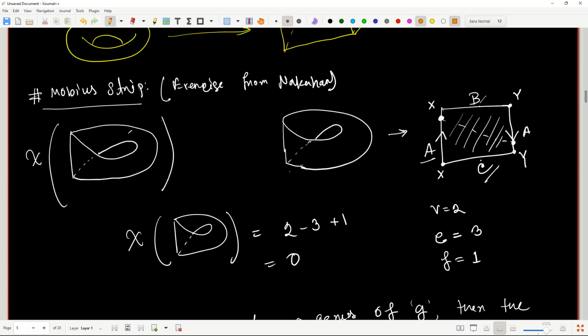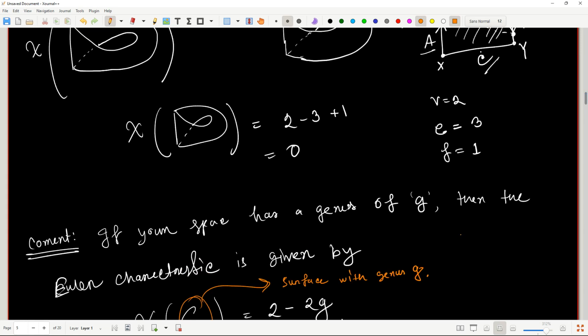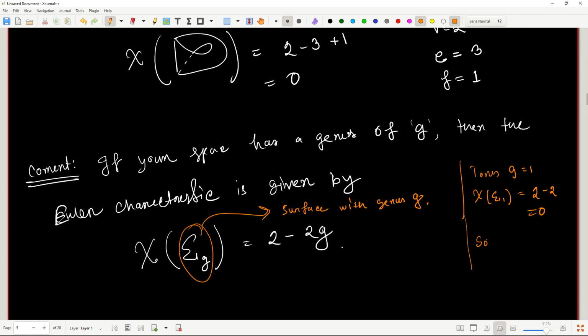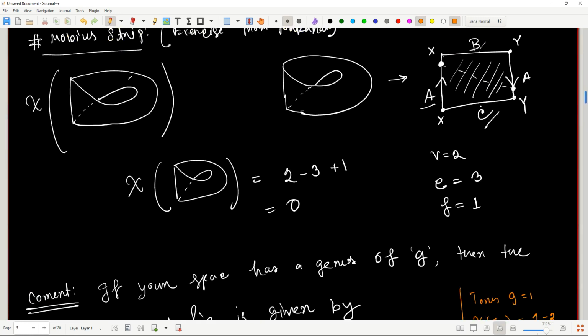Now you can easily verify this. Just check these cases. In the torus there is only one genus, right? So for the torus, G equals 1. So the Euler characteristic for this torus, where there is only one genus, is 2 minus 2, which is 0, and that agrees. For a solid sphere, there is no genus, right? Because it's solid, there are no holes inside it. So for that, you will have 2 minus 0, which is again 2. And you can check that all the other cases agree as well.